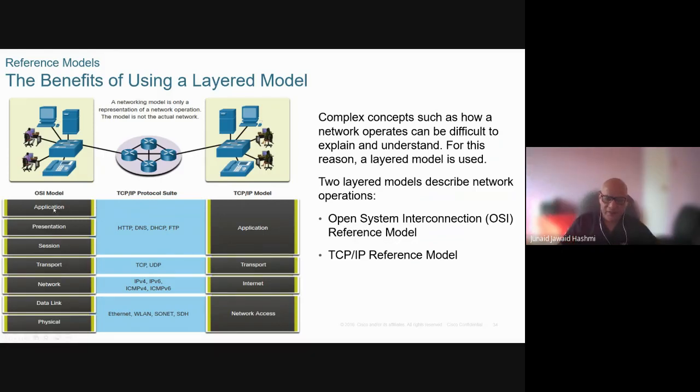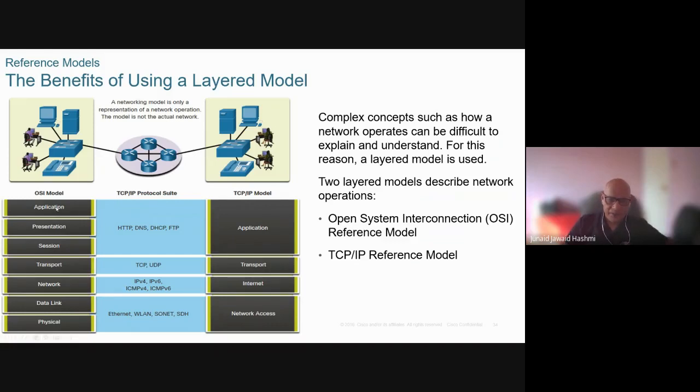They divided it into 7 layers. Each layer deals with a specific process on the network. So there are 7 layers: application, presentation, session, transport, network, data link, physical. Each layer deals with a specific job or task on the network.